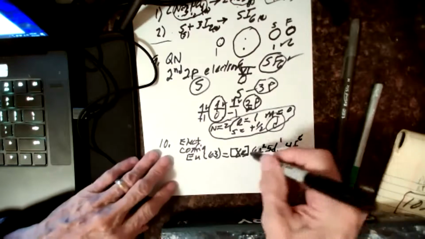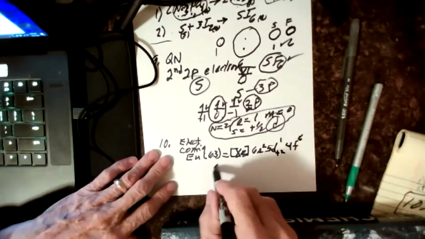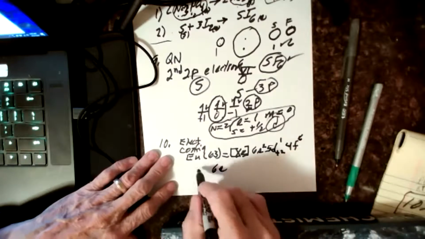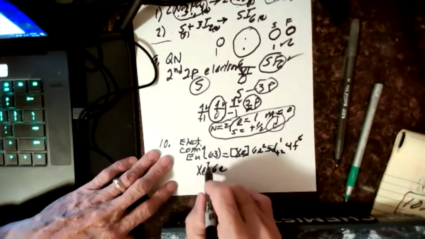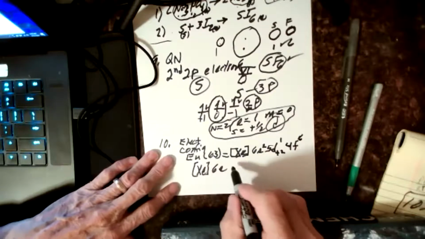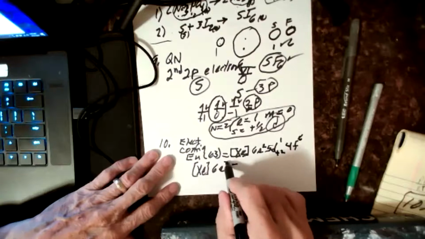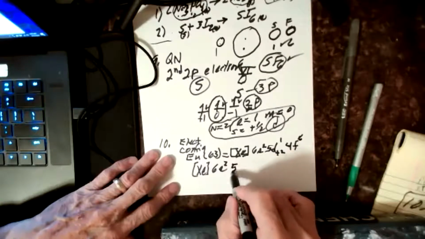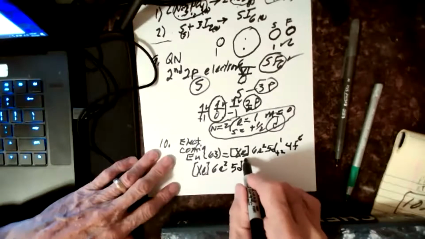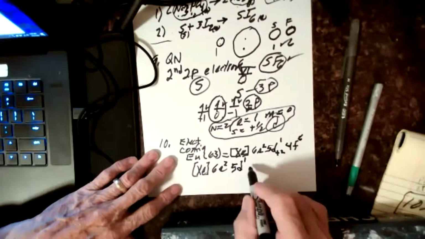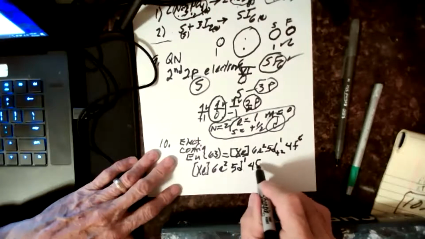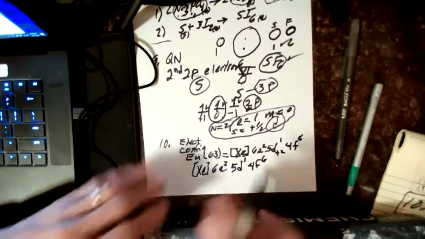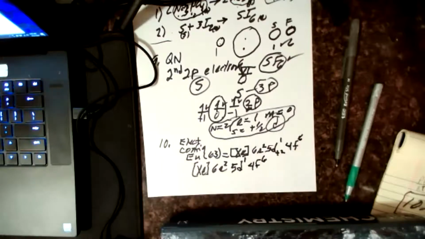So what we expected to have is xenon, we have the 6s2, the 5d orbital is going to have 1, and the 4f is going to have 6 in it. So that should be the answer: 6s2, 5d.